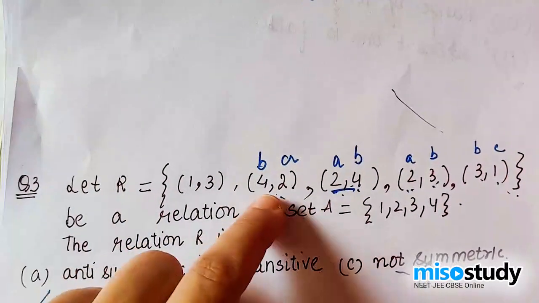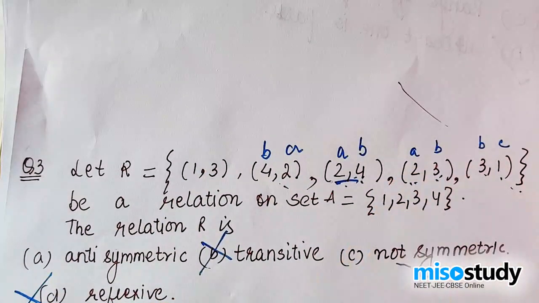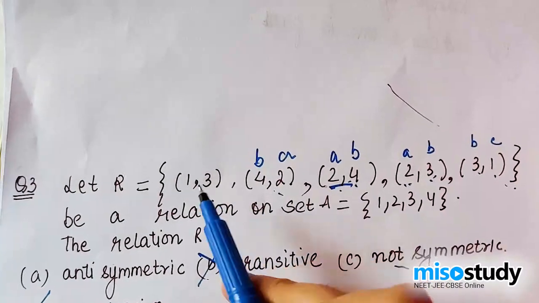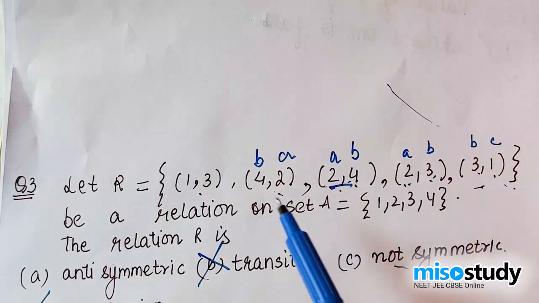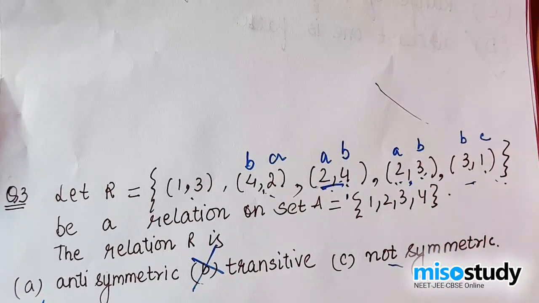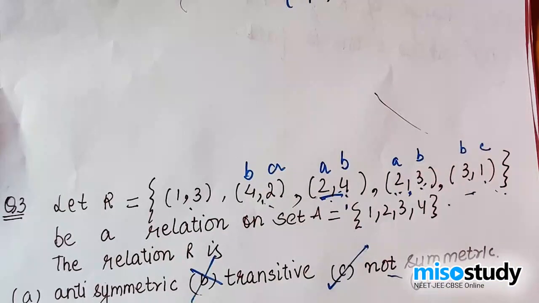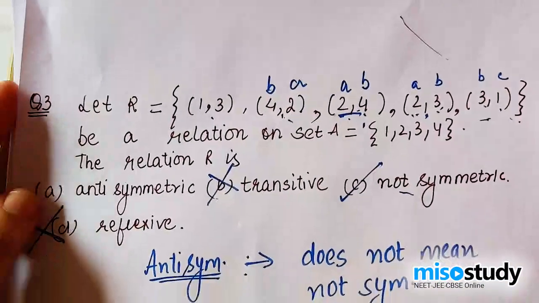Alright. Now if you have (4, 2), you must have (2, 4). If you have (1, 3), you must have (3, 1). If you have (2, 3), you must have (3, 2) for this to be symmetric. But (3, 2) you don't have. Hence it is not symmetric, which is the correct answer for this particular question.